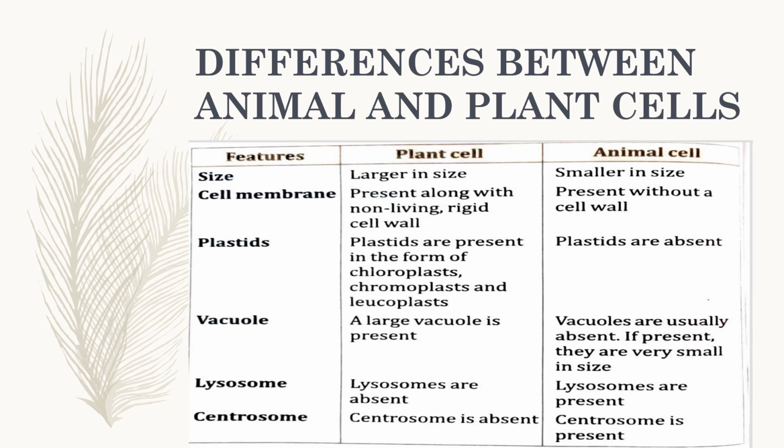If we discuss about the plastids, plastids are present in the form of chloroplast, chromoplast and leucoplast. And I have already discussed this in the previous slide. But in the animal cells, you will find the plastids are absent. If we discuss about the vacuole, a large vacuole is present in the case of plant cell, but usually in the case of animal cell, vacuoles are absent. If present, they are very small in size.